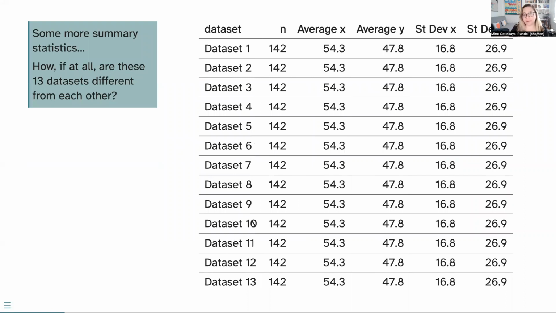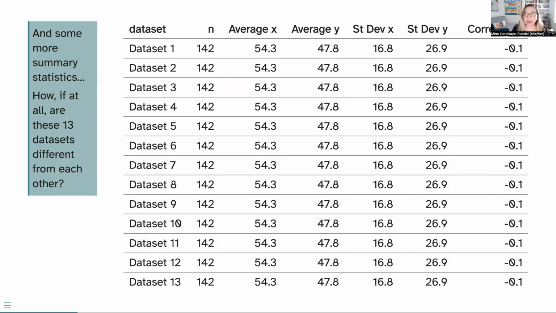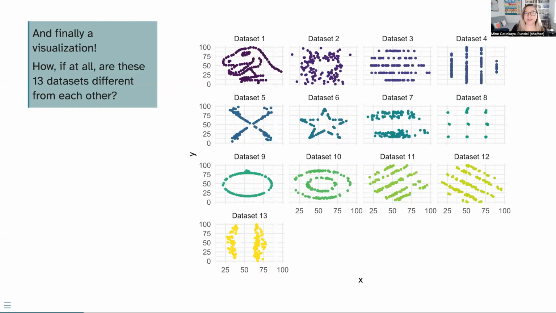Let's add some more summary statistics. Same standard deviations for X and same standard deviations for Y. These are looking awfully like the exact same data set. And one more, we have the correlation between X and Y for each of these as well. So the summary statistics are exactly the same. So how, if at all, are these 13 data sets different from each other? Numerical summaries won't tell you that. A picture, on the other hand, might.